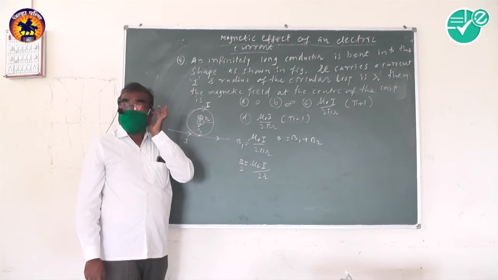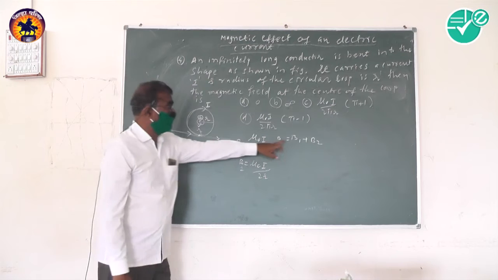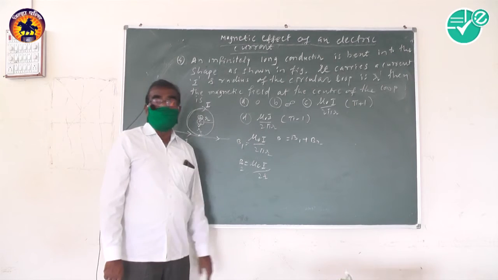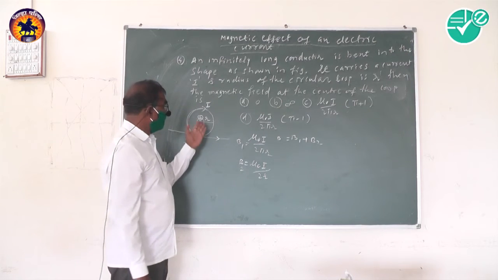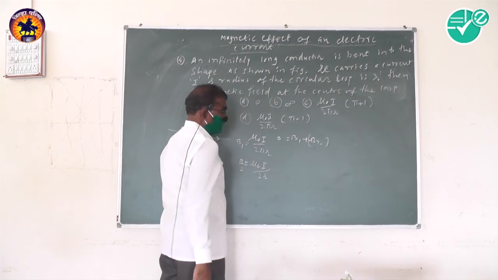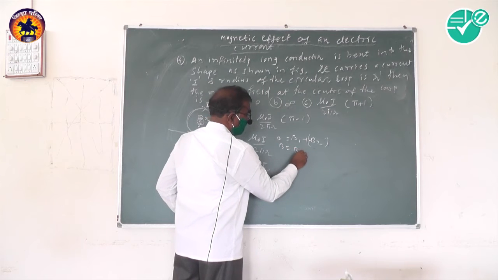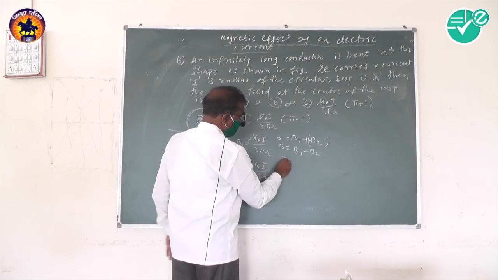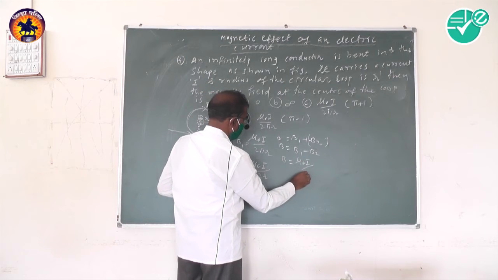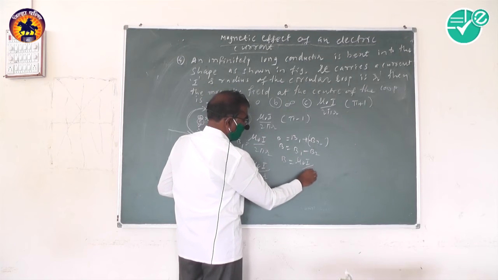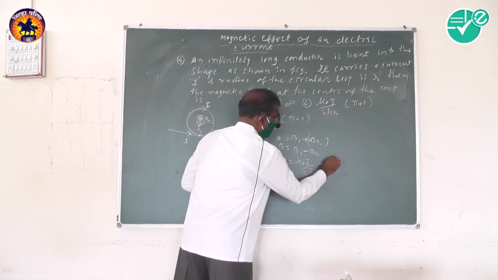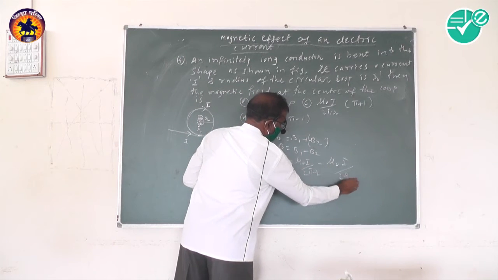But B1 and B2 are vector quantities, so while adding them we have to regard the direction of magnetic induction. They are oppositely directed, so B equal to B1 minus B2, that is B is equal to mu 0 I upon 2 pi r minus mu 0 I upon 2r.